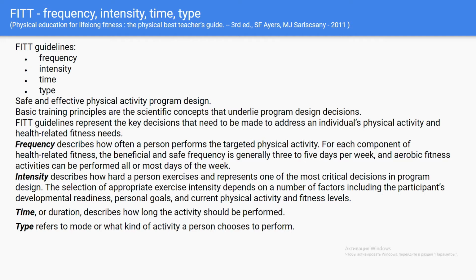Time or duration describes how long the activity should be performed. Usually we have a 1 hour, 1.5 hour training or a class, and this time period is quite universal for a group consisting of students with different levels of fitness.